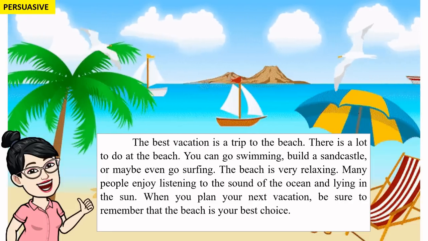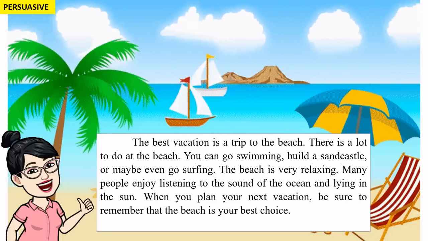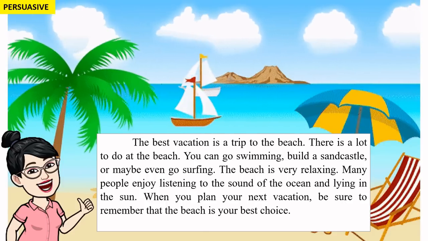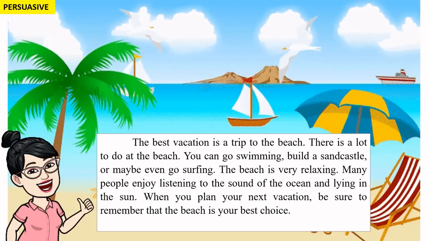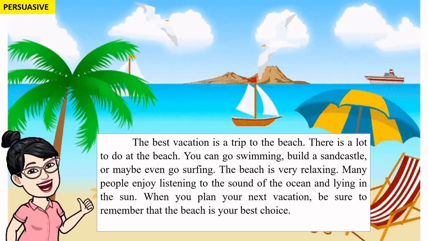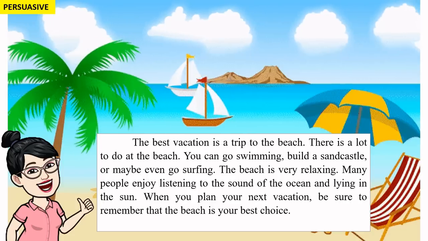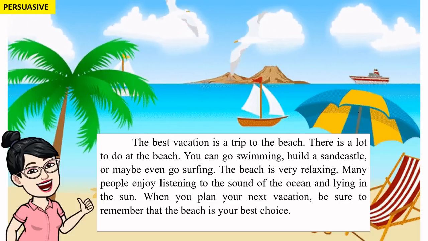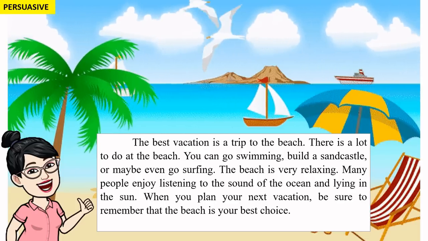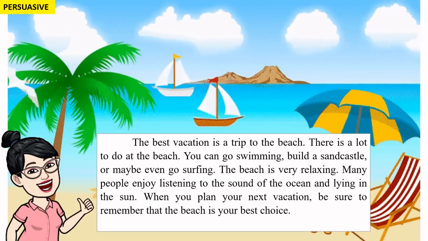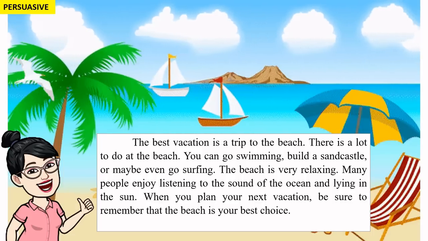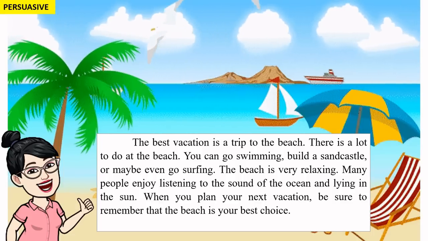Sample persuasive paragraph. The best vacation is a trip to the beach. There is a lot to do at the beach. You can go swimming, build a sand castle, or maybe even go surfing. The beach is very relaxing. Many people enjoy listening to the sound of the ocean and lying in the sun. When you plan your next vacation, be sure to remember that the beach is your best choice. This paragraph is trying to convince you, the reader, that going to the beach is the best way to enjoy your next vacation based on his own point of view.